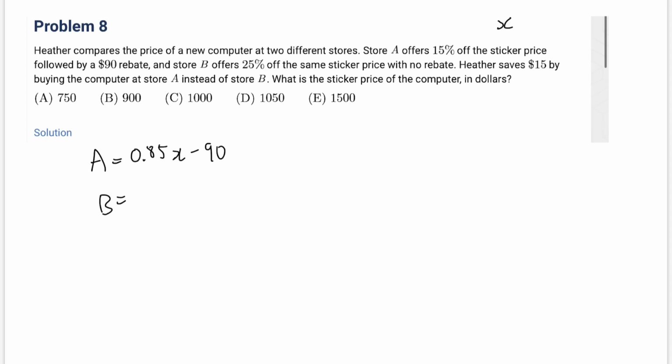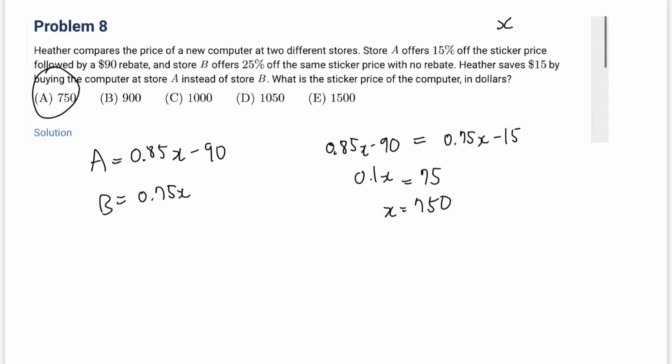B would be 25% off the sticker price with no rebate, so it's 0.75x. And it says that she saves $15, so 0.85x minus 90 is $15 cheaper than 0.75x, right? So it's 0.75x minus $15. So 0.1x, because this came here. This is 90 minus 15, so 75. So x equals 750.